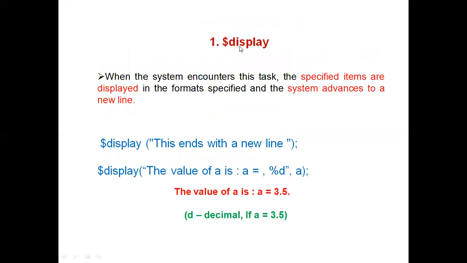So what is the first thing? $display. So what will this do? When the system encounters this task, the specified items are displayed in the formats specified and the system advances to a new line. Once again, whenever the system encounters this task, $display, the specified items are displayed in the formats specified and the system advances to a new line.